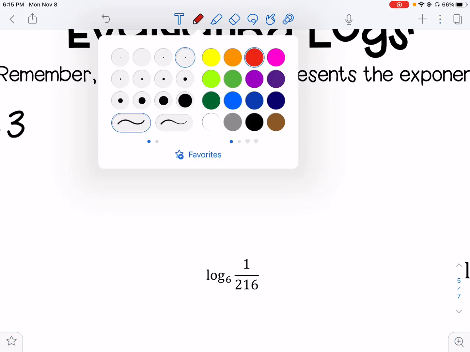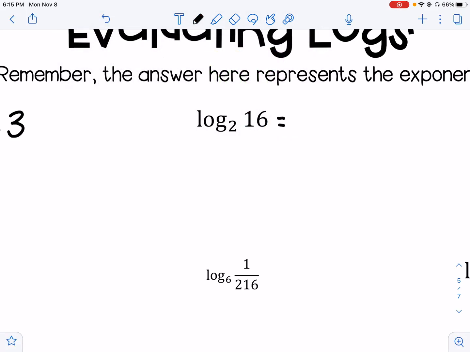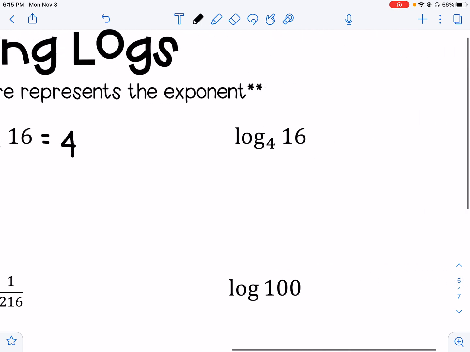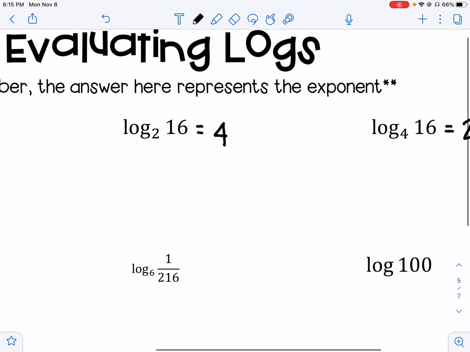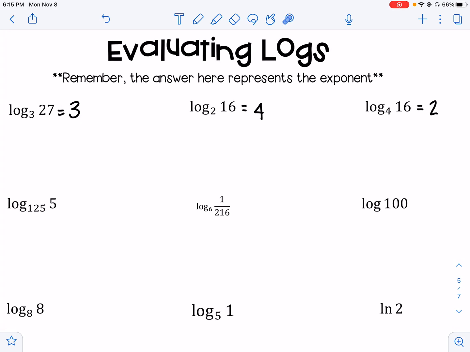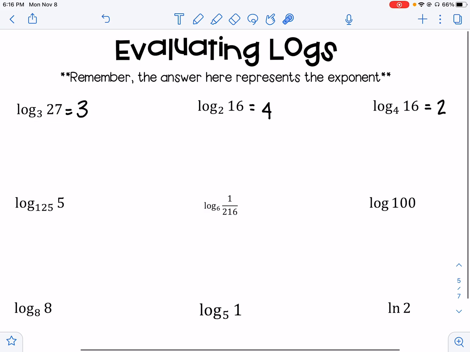Once again, we're going to say 2 to the what equals 16? Well, 2 to the fourth equals 16. 4 to the what equals 16? Well, 4 squared equals 16. Hopefully you're starting to see this pattern. These ones were all relatively simple, as our base was a whole number, and so was our argument. Even more, our base was kind of small, and our argument was larger. So we know that a small number to an exponent is going to give us a larger number.